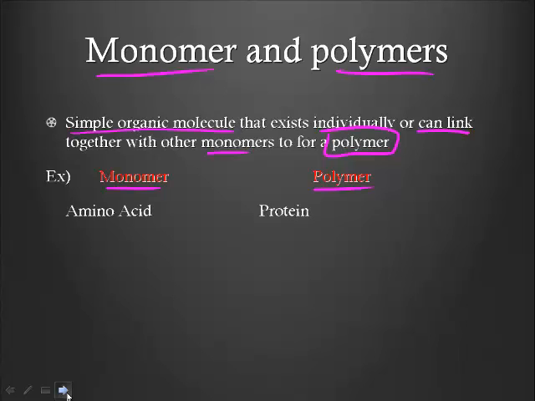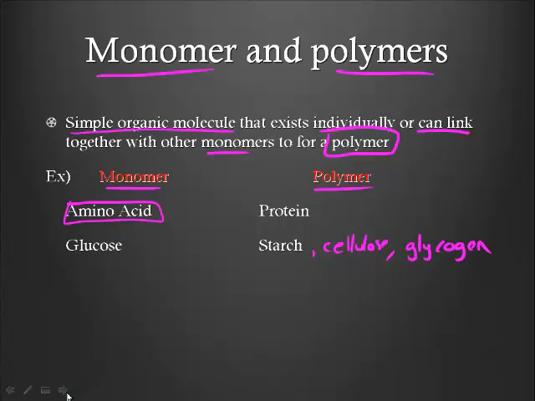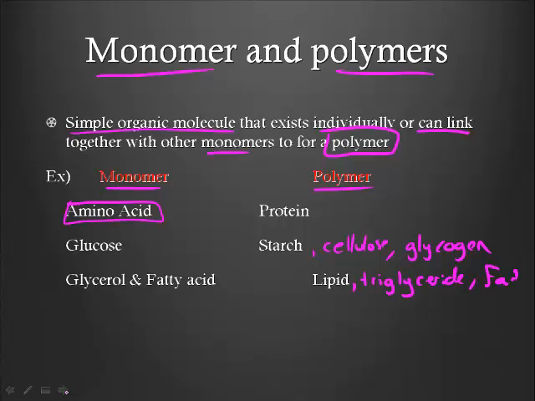So amino acid is the building block or the monomer, and it makes up protein. Glucose is the building block or the monomer, and it makes up starch or cellulose or glycogen. So you'll see all of those soon. We also have glycerol and fatty acid. What that makes up is a lipid. We also call it a triglyceride, or in other words, a fat. And then finally, we have nucleotides, which we use to make up our nucleic acid, like DNA and RNA. So stop that for a second and jot it all down.